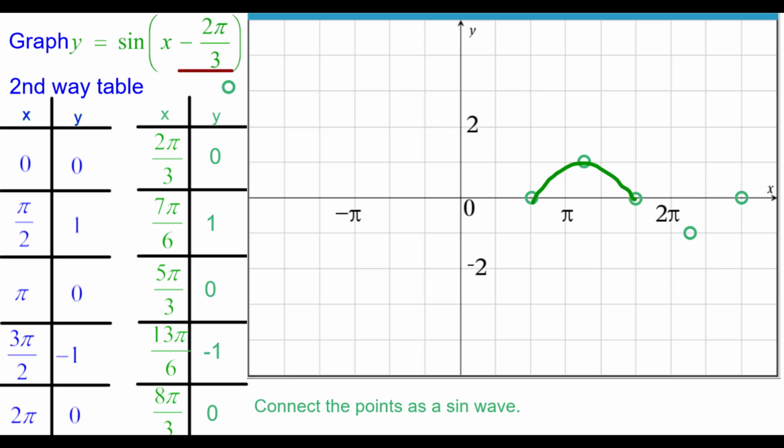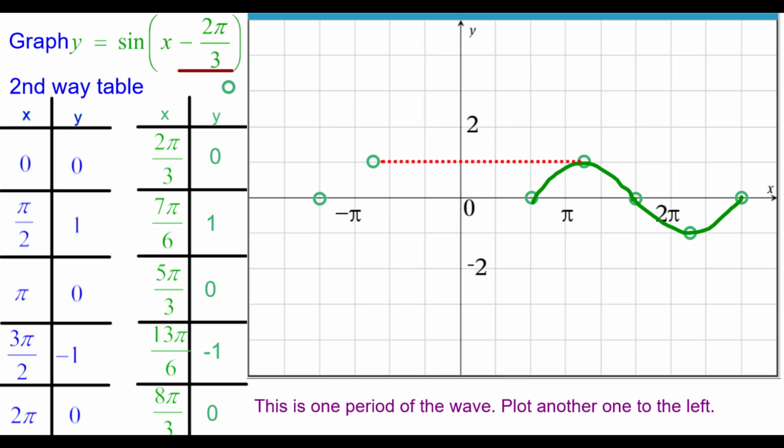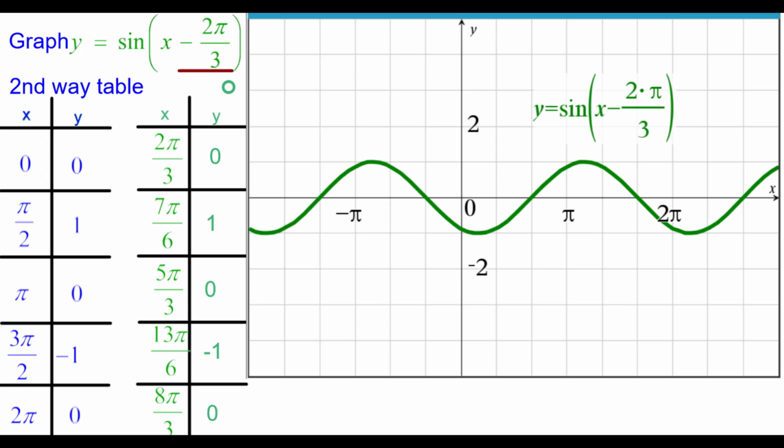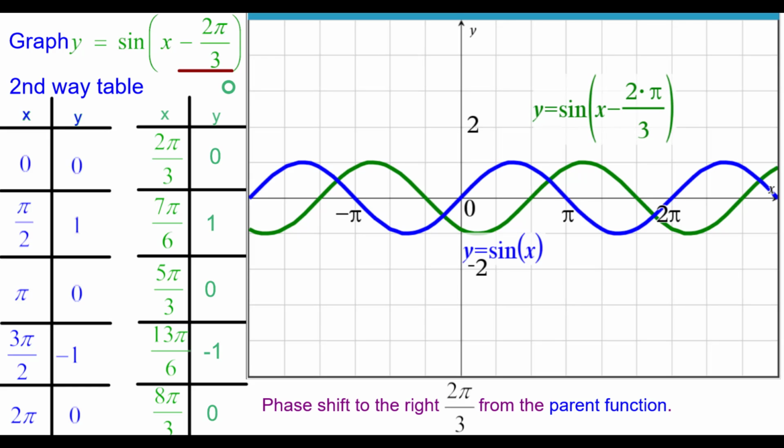Connect as a sine wave, concave down, concave up, and plot another period to the left. Again, going back 2 pi from each of the key points of interest, and connecting as a sine wave. This is phase shifted to the right 2 pi over 3 from the blue parent function.